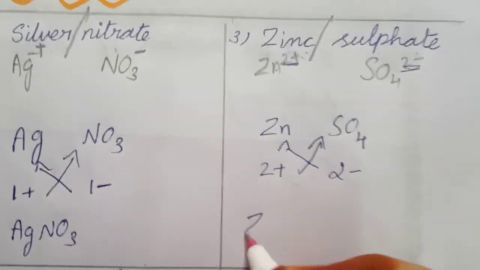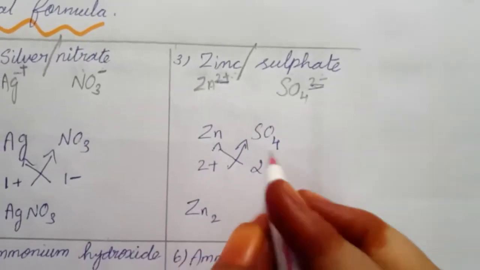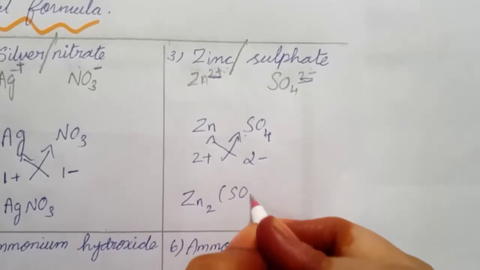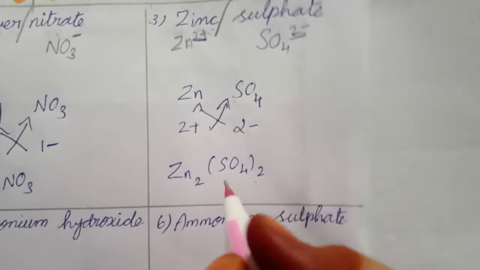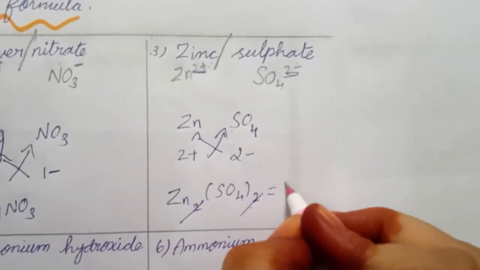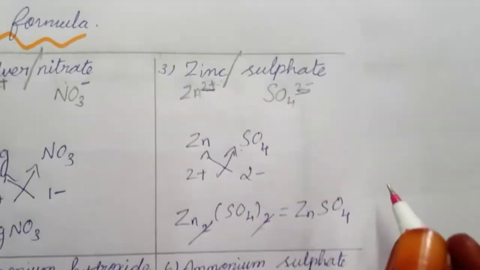So we get Zn2 and, inside the bracket, SO4 twice, (SO4)2. Here the same number is there, so we can strike out the number. Finally we get ZnSO4. This is the formula for zinc sulfate.